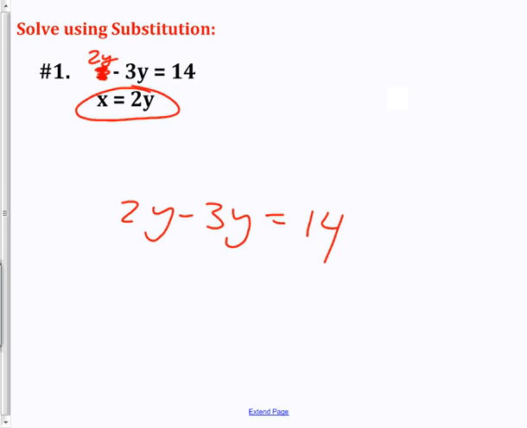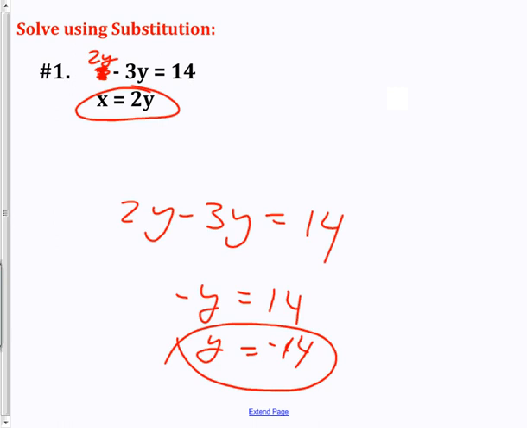Doesn't that get it down to just y's? Yeah. It's going to be negative y is equal to 14. I've got to figure out how to solve that. Multiply by a negative. Doesn't switch a sign because it's an equal sign. You can flip it around and make it a backwards equal sign, but it's the same thing. And it's negative 14.